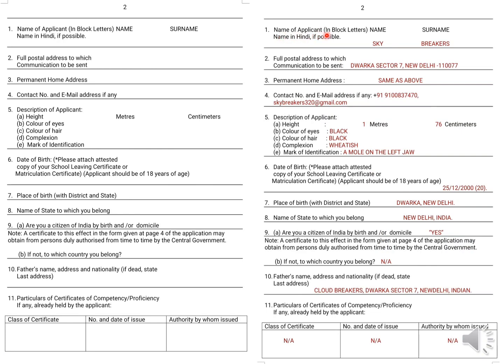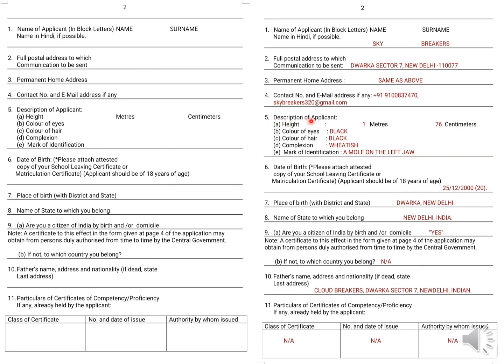Name of the applicant: the first name as well as the surname you need to write here. Next is the full postal address to which communication is to be sent, that is your present address, and the permanent home address. If both are similar you can write "same as above". Then the contact number and email address you also need to mention here.